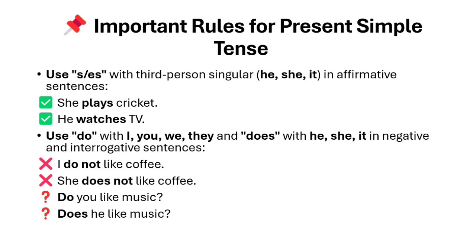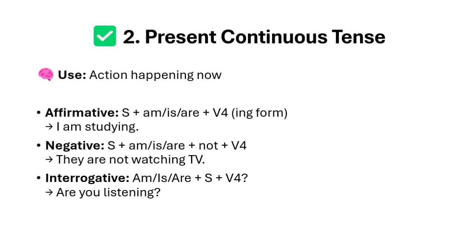Now let's move to present continuous tense. Present continuous tense is used to tell an action which is happening now. Whatever current action is going on, to tell about that action we use present continuous tense. Now see the affirmative structure of present continuous tense. Subject plus am, is, are plus the fourth form of verb, or you can say the ing form of verb.